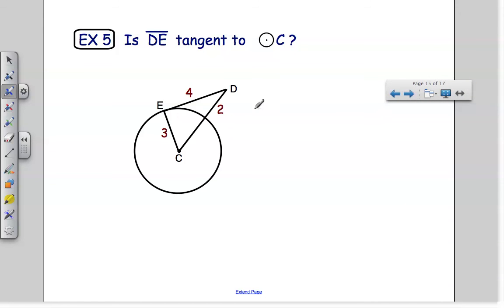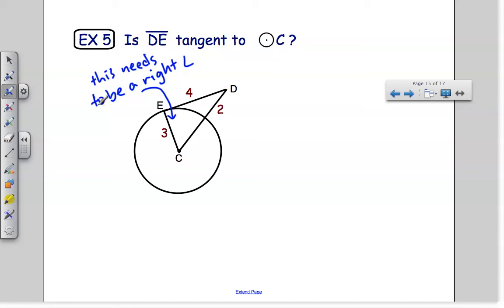Another example, kind of going back to our first theorem today: is line DE tangent to circle C? Okay, well, it's only tangent if this is a right angle. Right? Because every point of tangency meets at a right angle with a radius drawn to that point of tangency. This needs to be a right angle, because if DE is a tangent line, it needs to be perpendicular to that radius drawn to the point of tangency.